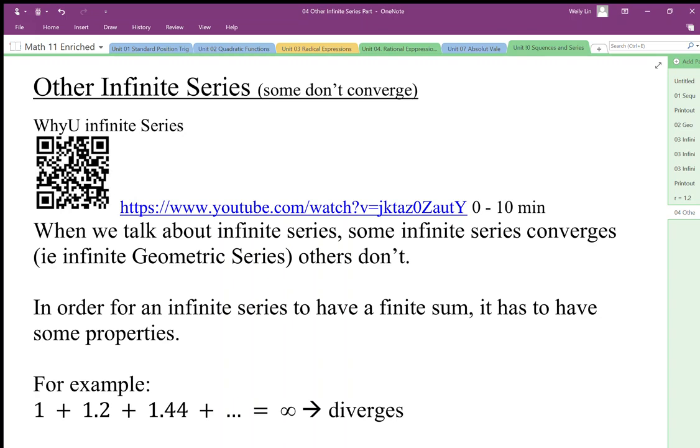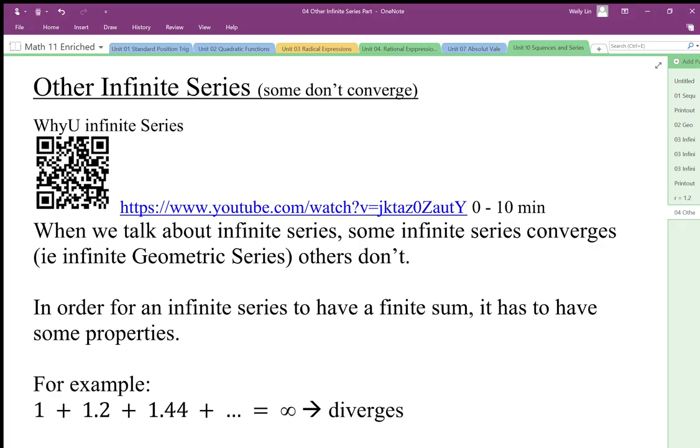So up to now, we've dealt with some arithmetic sequence and series and geometric sequence and series. We've also looked at infinite geometric series. And we're going to look at other infinite series other than geometric series.